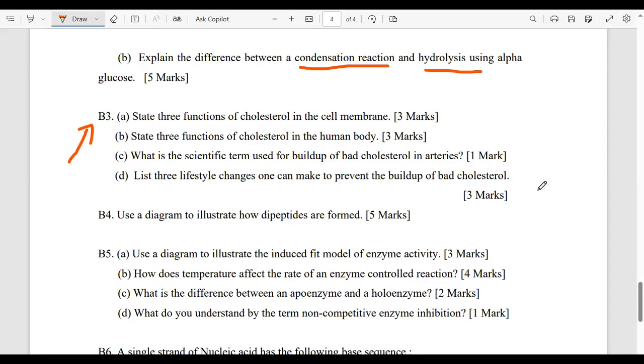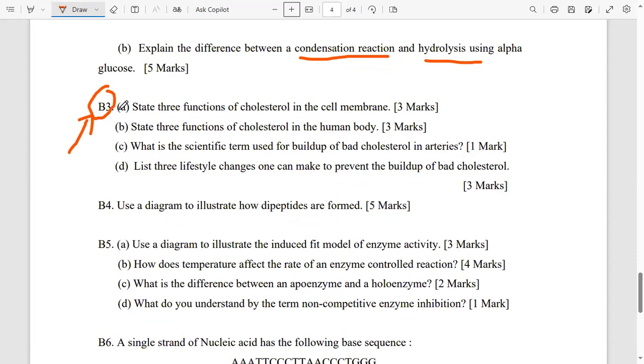Okay, so now let us look at the last question for this session, which is question B3. This question is on lipids, and to be specific, it's on cholesterol. The first question says: state three functions of cholesterol in the cell wall. I mean in the cell membrane. So they're saying state three functions of cholesterol in the cell membrane.